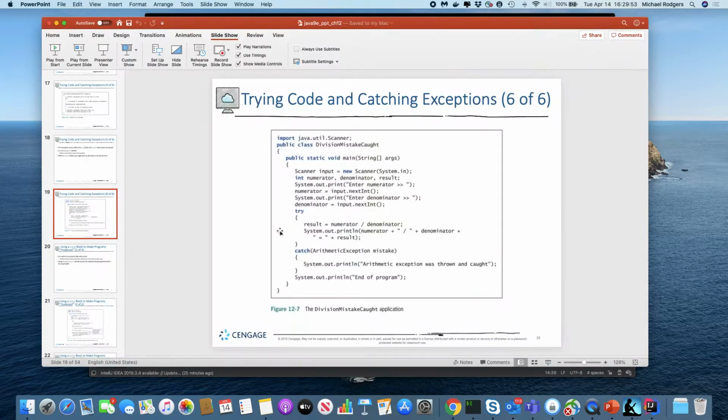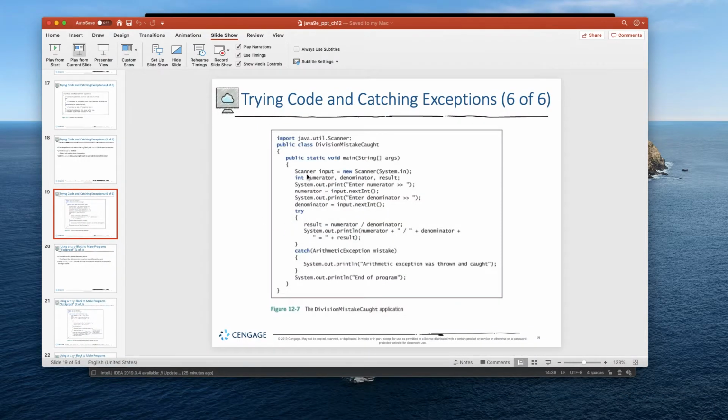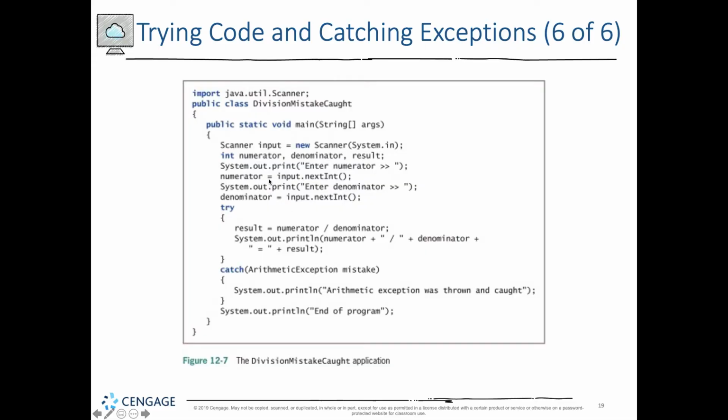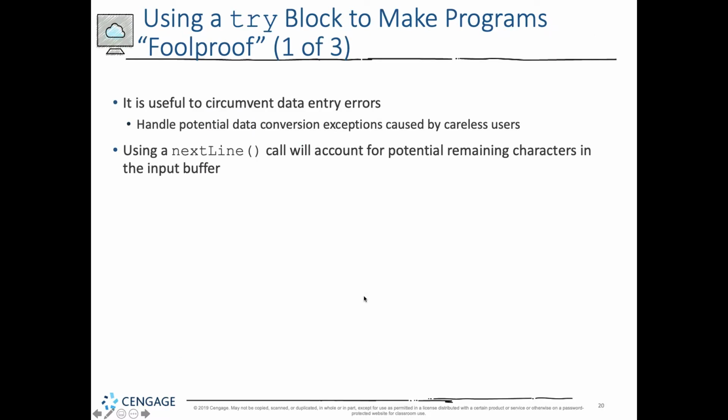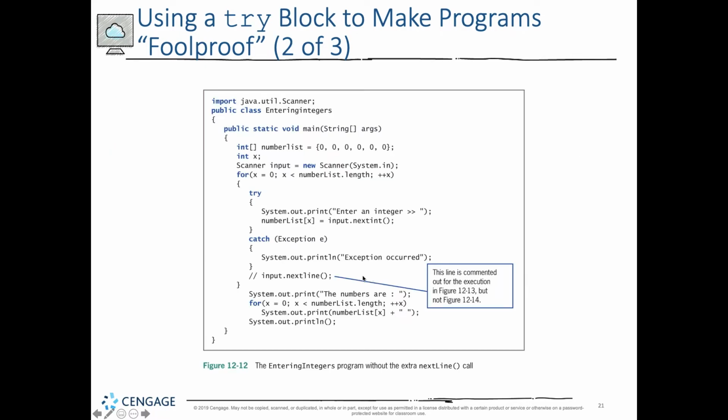All right, so this is the example that they're giving in the text. We have the same process again, arithmetic exception. The exception was thrown and was caught. This is how they're dealing with it. All right, let's go on. It's useful to circumvent data entry errors. So use next line, right? So in this scenario, what are they doing?